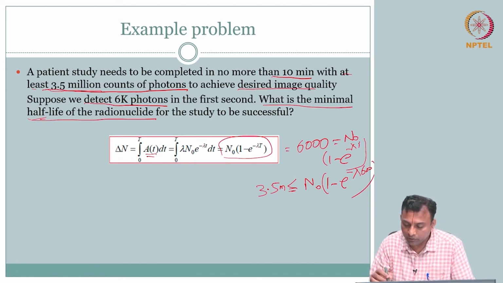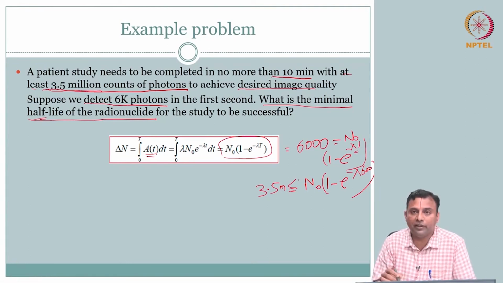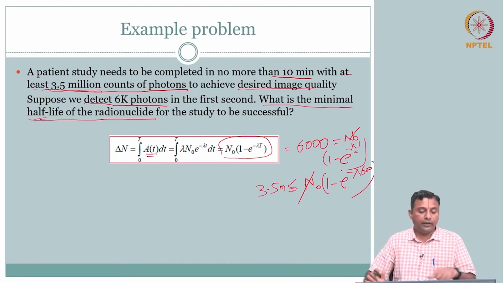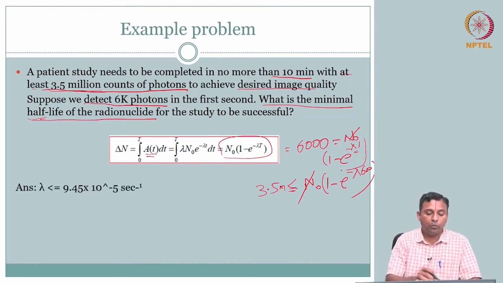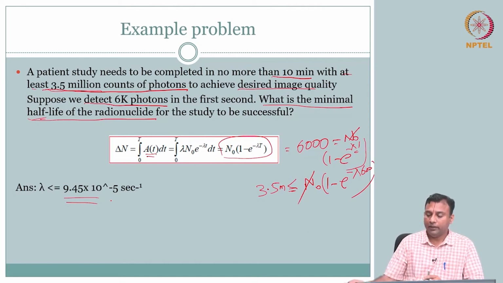So now what do you need? You need to find lambda. I can find it. If I take the ratio between these two, I can cancel my n naught, so I will be left with only one unknown. If you calculate that, you will get lambda to be 9.45 times 10 power minus 5 per second. Just punch it in the calculator, you should get this, but I hope you understand the logic.